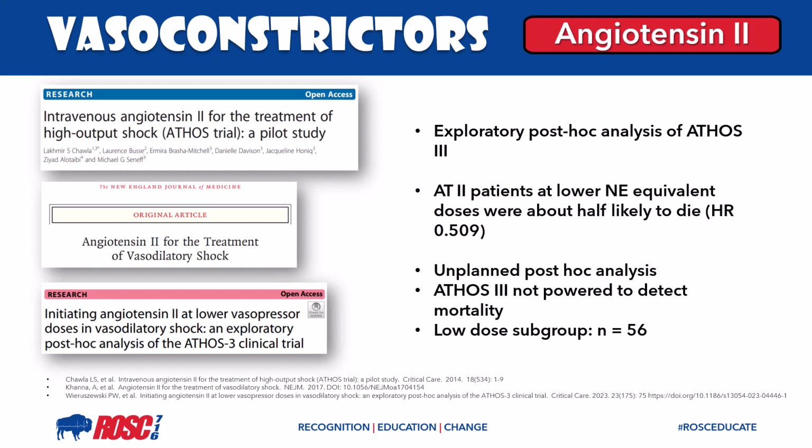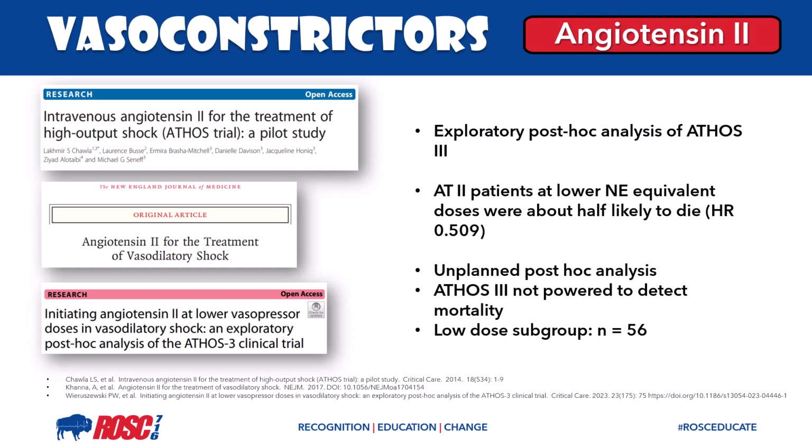So this paper is an exploratory post hoc analysis of the ATHOS-3 trial completed 5 years after the main trial. Patients were grouped into low-dose norepinephrine, that's less than 0.25 mcg/kg/min, and high-dose norepinephrine, which is greater than 0.25 mcg/kg/min.